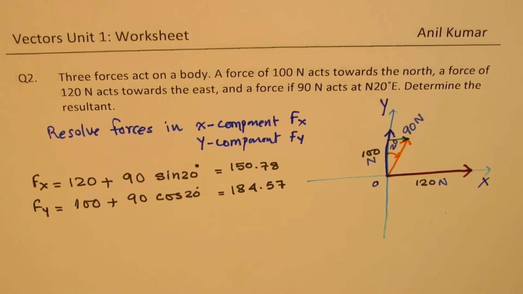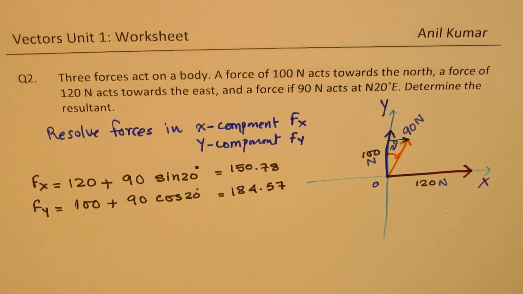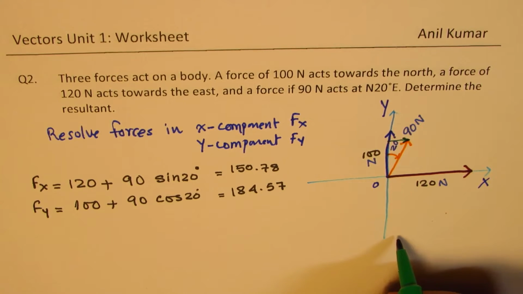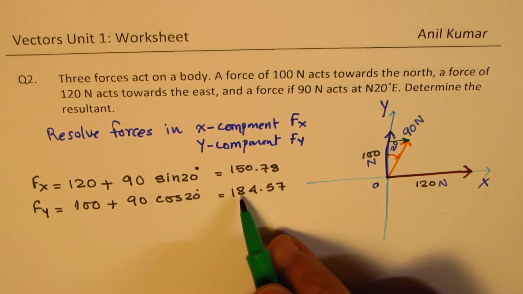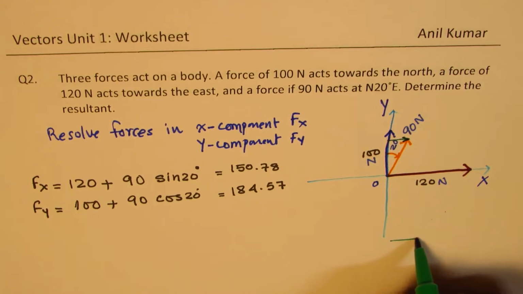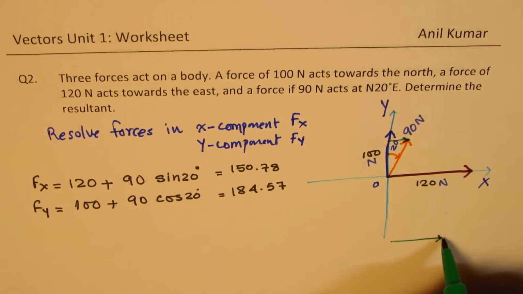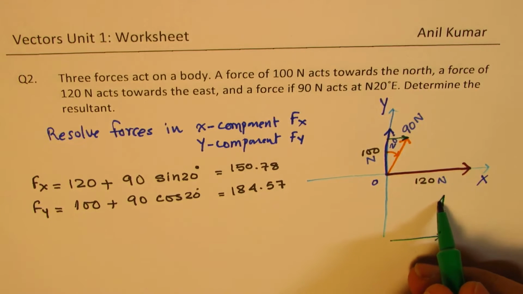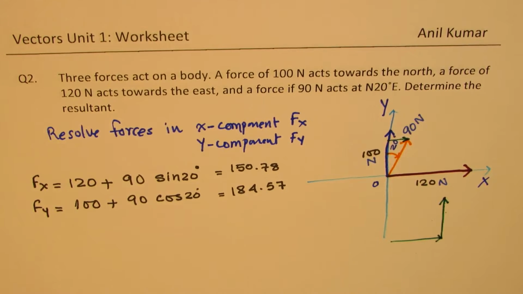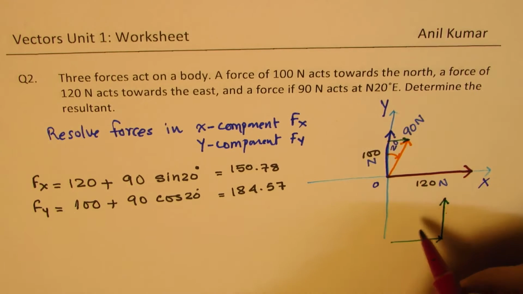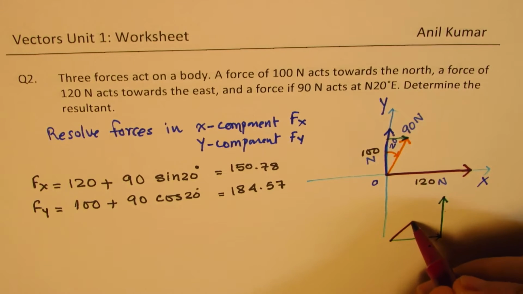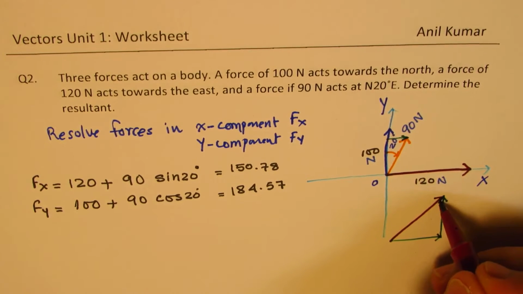So these are your forces, x and y components, right? So the net force which we have got is kind of like this. We have a force which has an x component of 150, and we have a y component of 184, slightly longer. So the effect of this is the resultant force which will be in this dash. Is that clear to you?